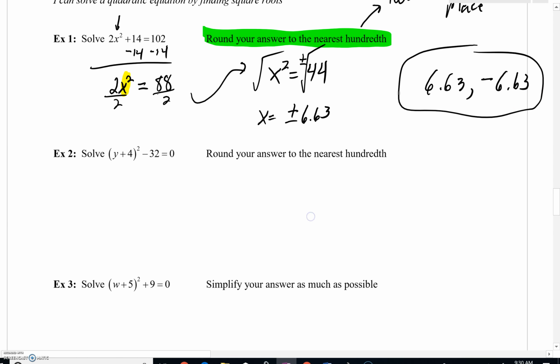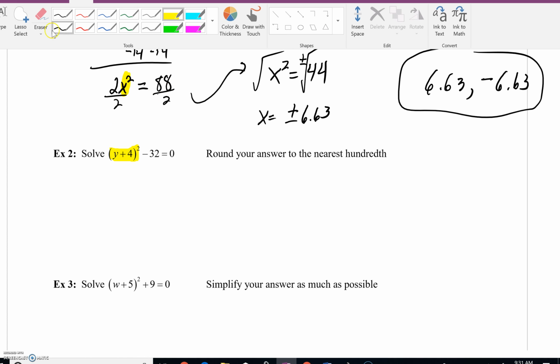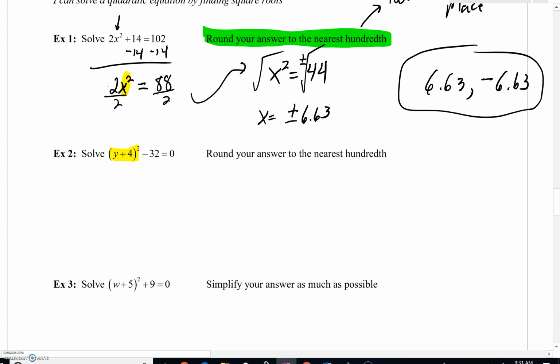As we continue on to example 2, however, I think you're going to notice that right now, what's super different is that you don't just have a variable raised to the second power. You've got y plus 4 all raised to the second power. You need to get that alone, and you're going to add a 32 to both sides to do that. By the way, we should always be paying especially close attention to our directions here. You can see once again, we're going to 2 decimal place accuracy. So, we are going to take our square roots.